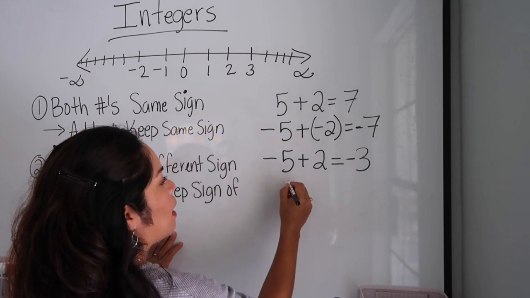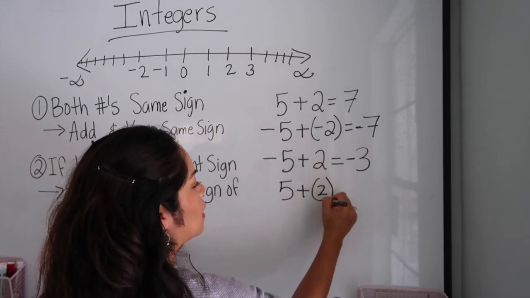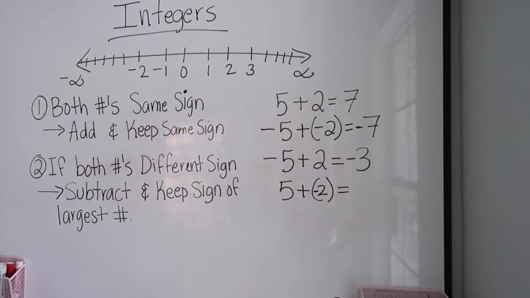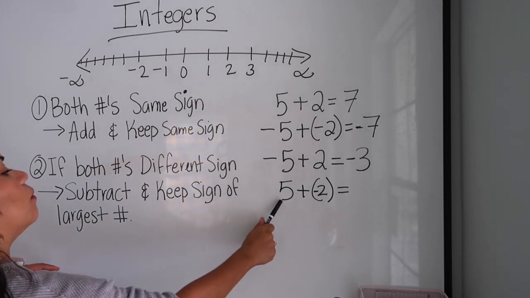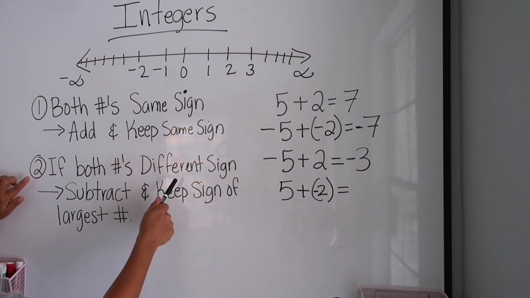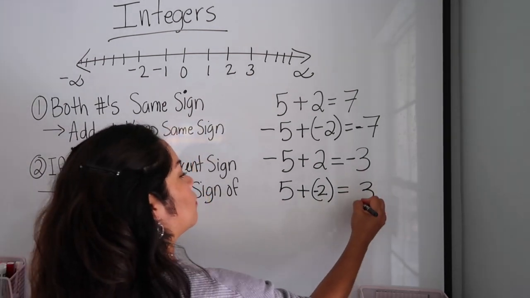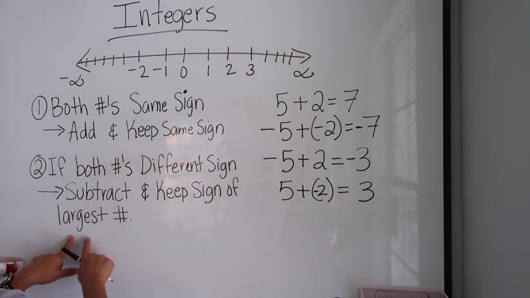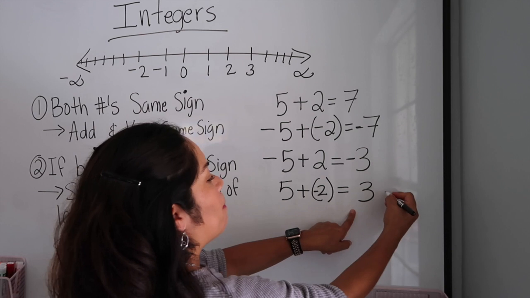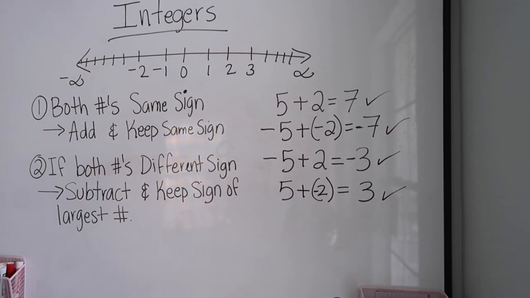Okay, what if we have 5 positive but 2 is negative? So again, 1 is positive, 1 is negative, the signs are different. Rule number 2 applies, where you have to subtract. Keep the sign of the largest number. 5 is positive, so my answer is gonna be positive. Very good. Simple as that with the rules.